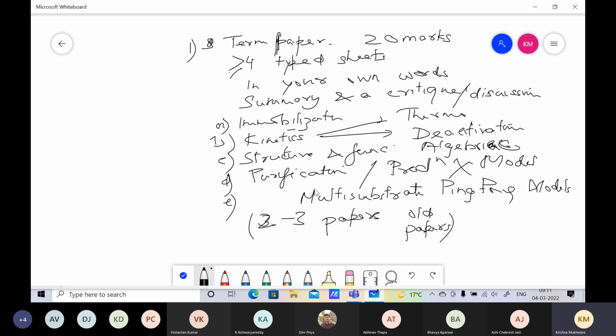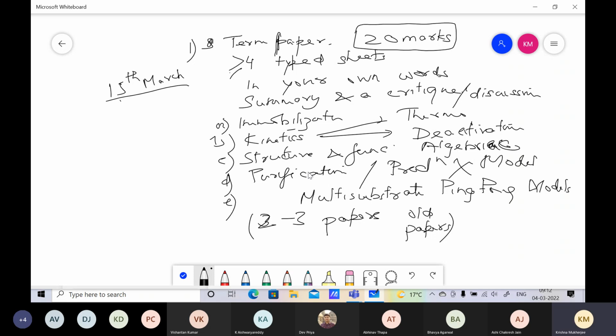Is it clear? It is 20 marks, typed, and it has to be submitted by 15th of March. So you have very little time. Please go back and do this. It is 20 marks, and the kind of scores that you people are getting is not very encouraging. So it is also a place where you can score good marks.